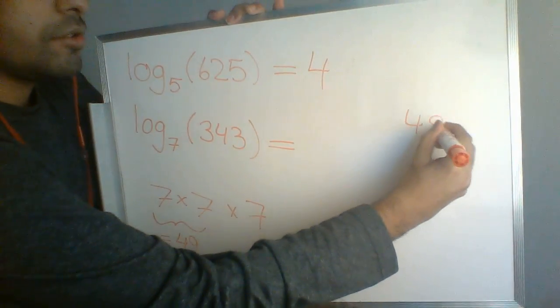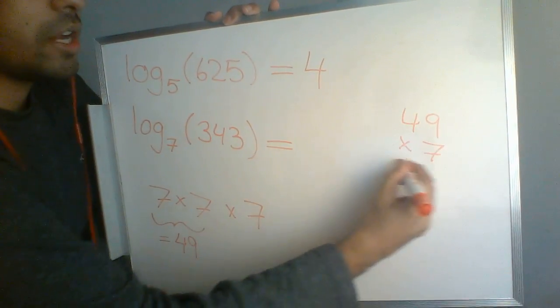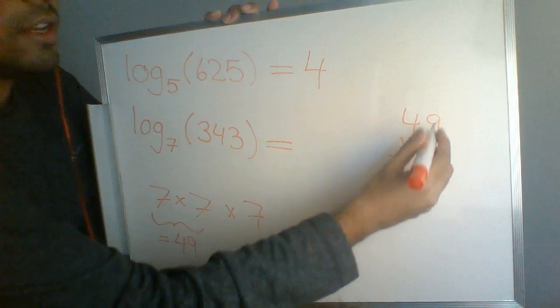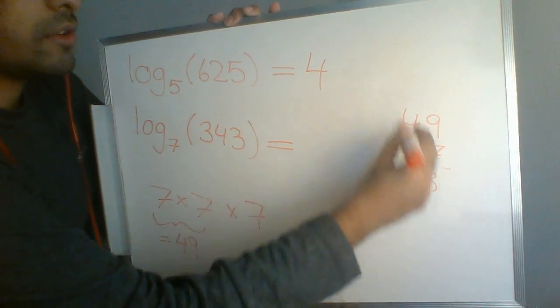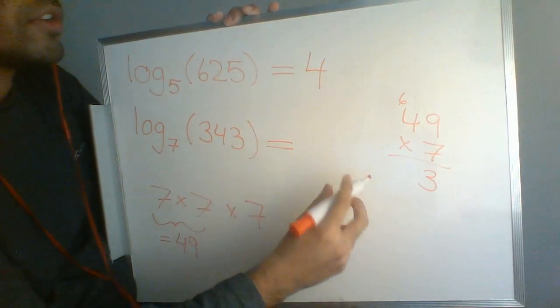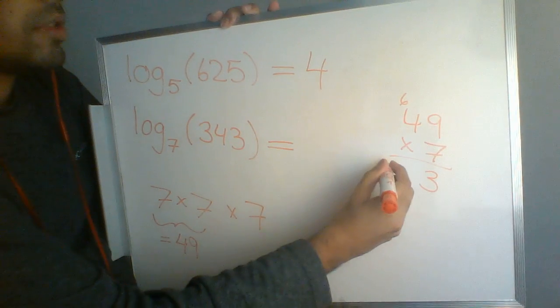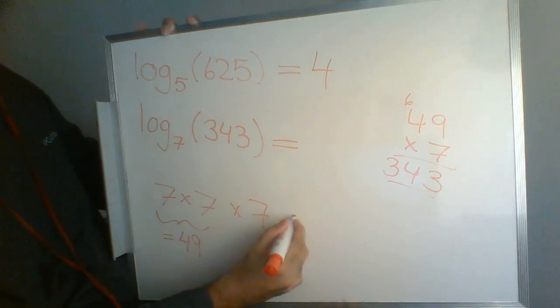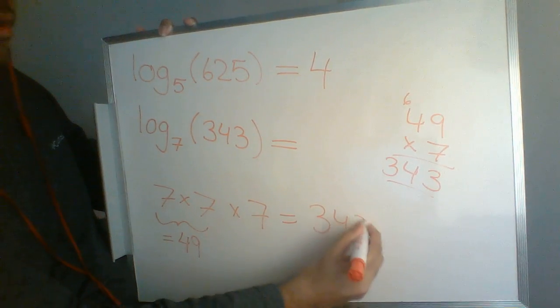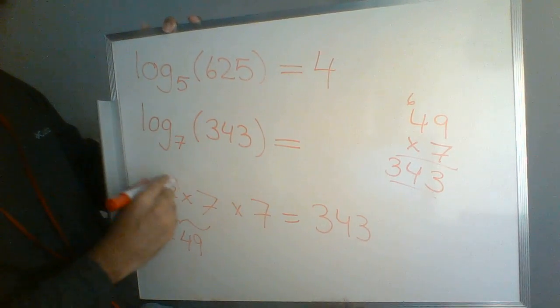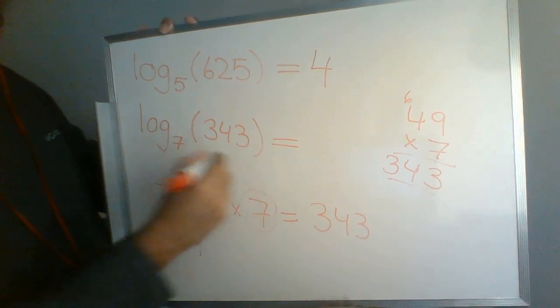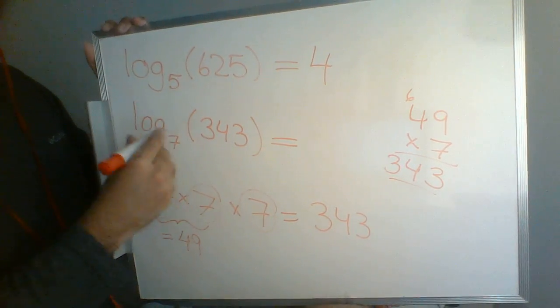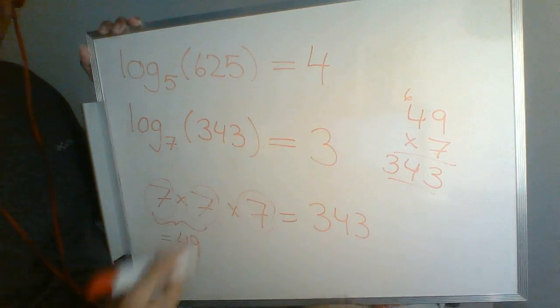Now, I'm not expecting you to know 49 times 7 off the top of your head, so feel free to calculate it off to the side. 9 times 7 is 63, carry the 6. 7 times 4 is 28, plus 6 is 34. So that's given us our answer exactly. Our target answer of 343 came from multiplying 1, 2, 3 of these 7s together. So our answer to the actual question will be 3.